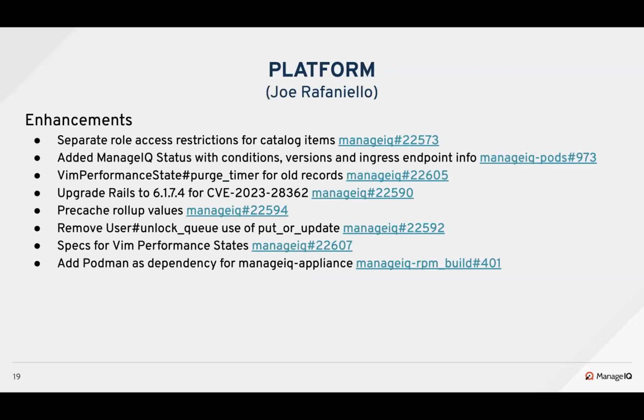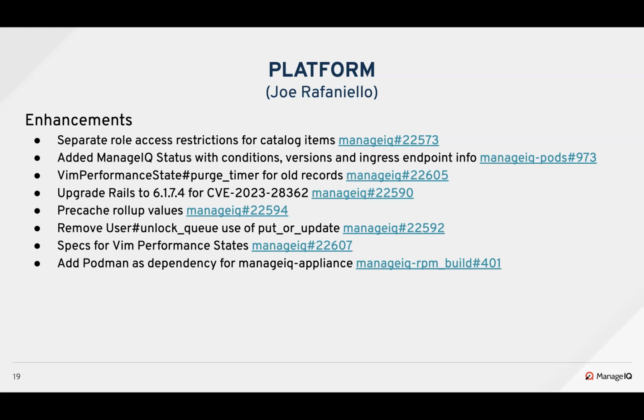Okay, thanks, Adam. For platform enhancements, Jay separated the role access restrictions for catalog items so the permissions could be more granular. Next, Sudhir added the ManageIQ status information to Podified with information on the conditions, versions, and ingress endpoint. Keenan added time-based purging for Vim performance state for older records. Then Jason locked the minimum Rails version to 6.1.7.4 to fix a CVE.